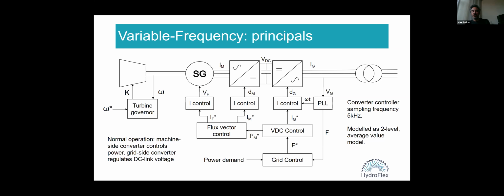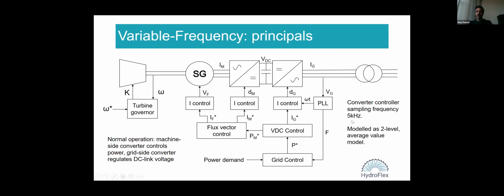However, when you're starting up and the machine's at a standstill, then you need to operate it in a different way. You need to use the grid side converter to control the DC link voltage. So there's a little bit of switching logic in the VDC control as well. And finally, grid control, this is providing your frequency response services on top of a permanent or a static power demand.